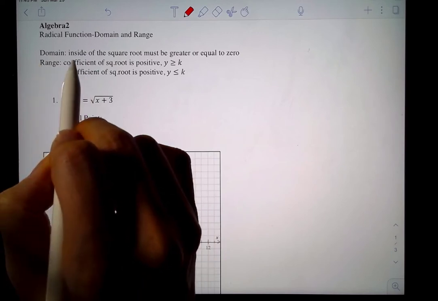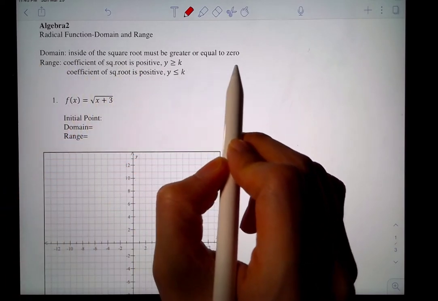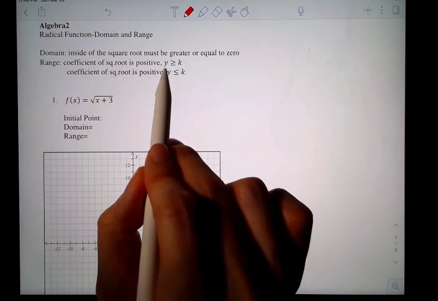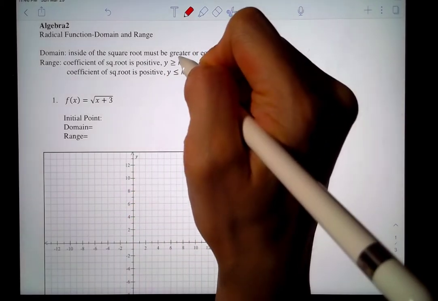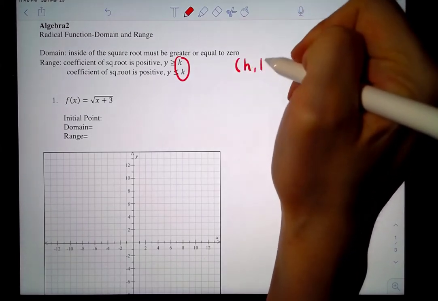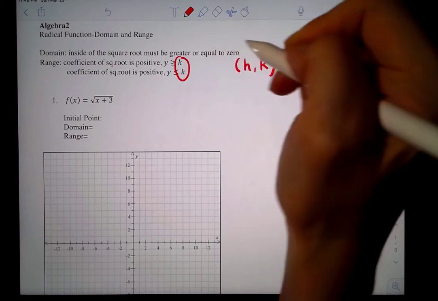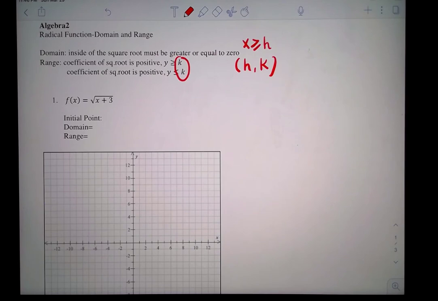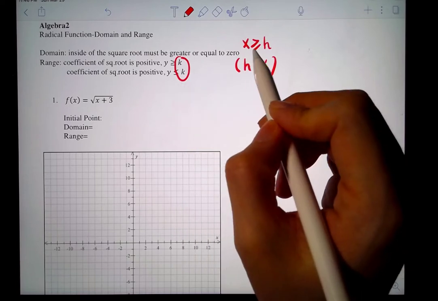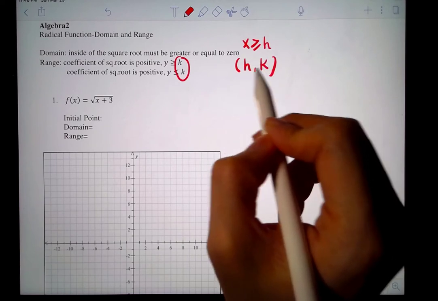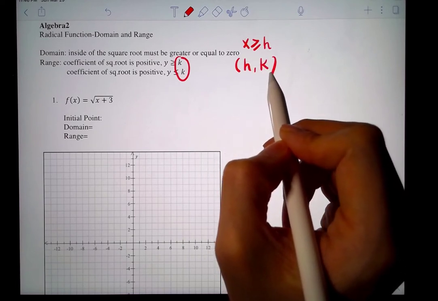So look at this. Domain: the inside of the square root must be greater than or equal to 0. That's the domain. And range: if the coefficient of the square root is positive, then y is greater than or equal to k. You get this k from your initial point, your initial point (h, k), right? So domain is always greater than or equal to h, when the coefficient is not negative. And for the range, you get the y coordinate of the initial point, right?